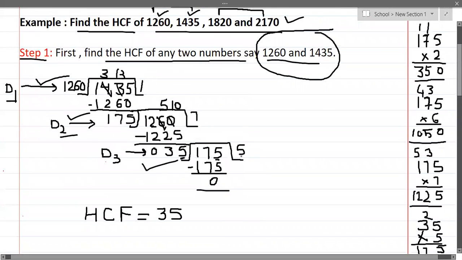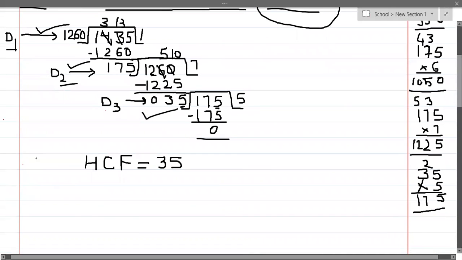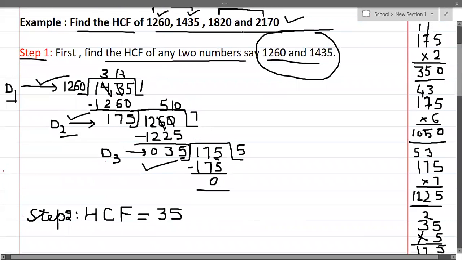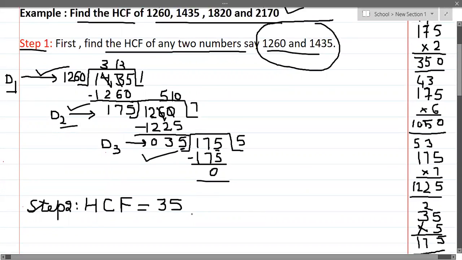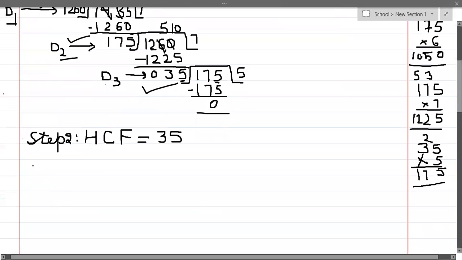So step 2 is that you have to find the HCF, and HCF is the last divisor, that is 35. Now step 3 is to find the HCF of these two numbers. So let's find the HCF of these two numbers only.